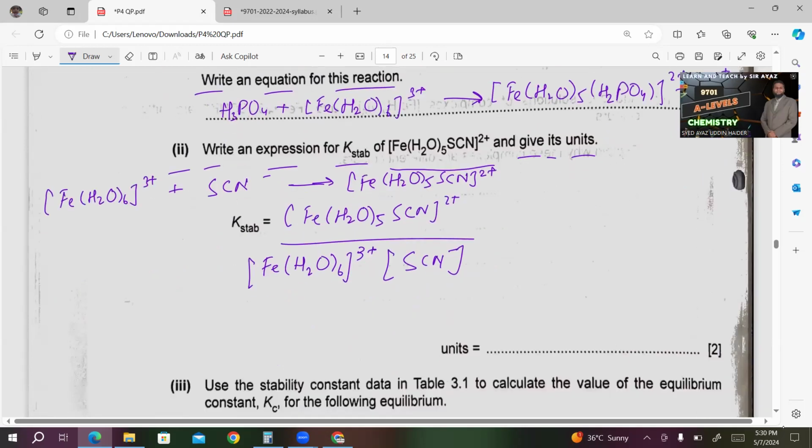What about the units? If you write the units for this one, we'll have mole per dm cube for the product. For the reactants, we have mole per dm cube. For other reactant, mole per dm cube. These will be cancelled out. So we will get dm cube per mole.